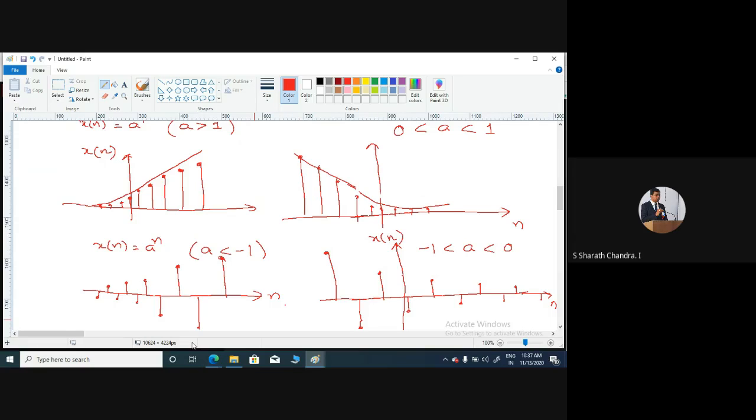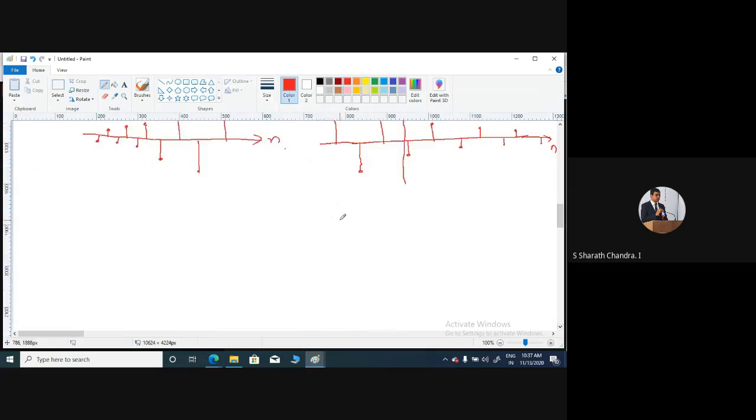You could see the shape of these. Whenever a is greater than 1, the sequence grows exponentially something like this, and whenever a is between 0 and 1, the sequence decays exponentially, and when a is less than 0, the sequence takes alternating signs as shown in these figures. And similarly, now we shall also talk about a complex exponential. Until now, we have talked about real exponential signals, and now we shall talk about a complex exponential signal.